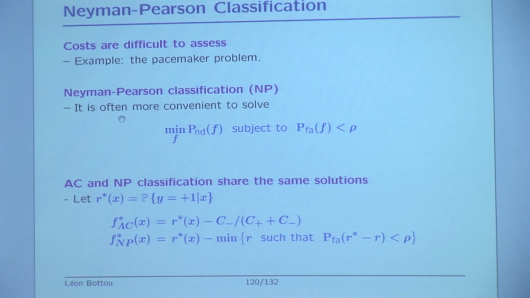You can show that if you compute a threshold correctly, you can implement the best asymmetric cost classification by doing P of y given x minus some threshold. And you can do the best Neyman-Pearson classification doing R star of x minus some threshold as well. That's just a bit more complicated. So we're really discussing the same space of solutions. It's just a different way to express it that can be more convenient.